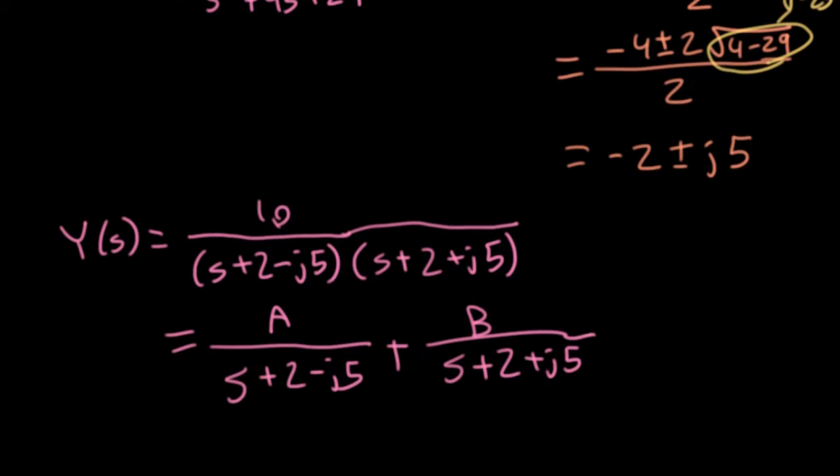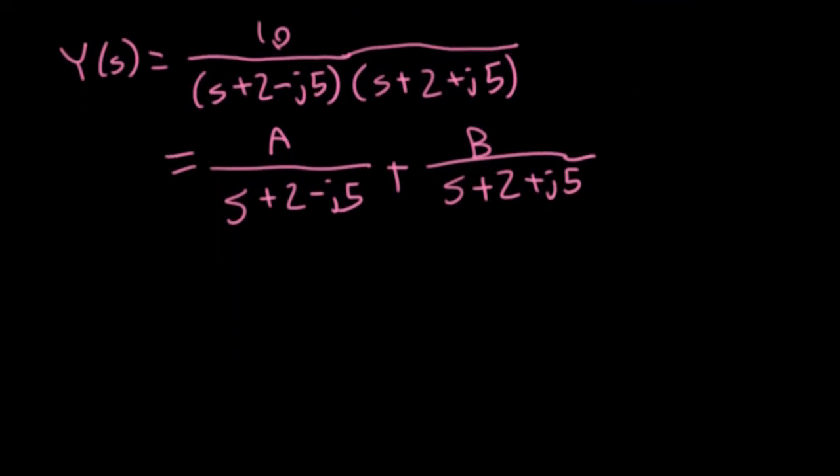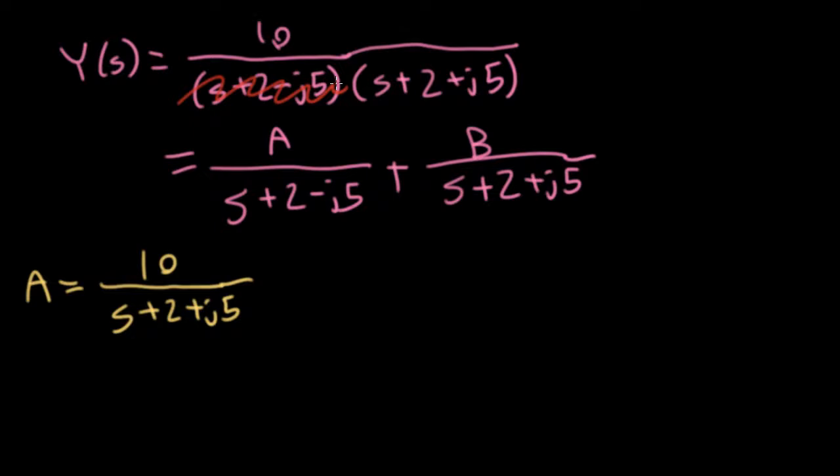I'm actually going to invert this Laplace transform 2 different ways. The first way, which I'm doing here, is a straightforward application of the residue method. The second way will involve completing the square. All right, let's find the partial fraction expansion coefficient A. The residue method will tell us to take 10 over s plus 2 plus j5, because the cover-up method would tell us to cover up the term with the minus in front of the j, and evaluate that at the root, which is minus 2 plus j5.